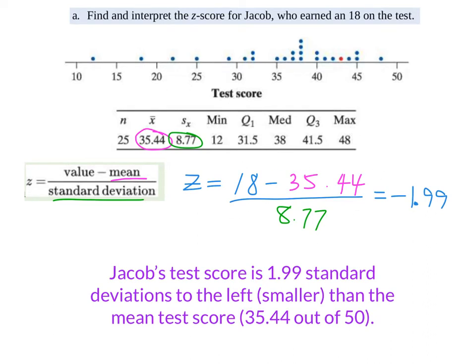So that means that Jacob's test score is almost 2 standard deviations to the left or smaller than the mean test score, which is 35.44 out of 50.